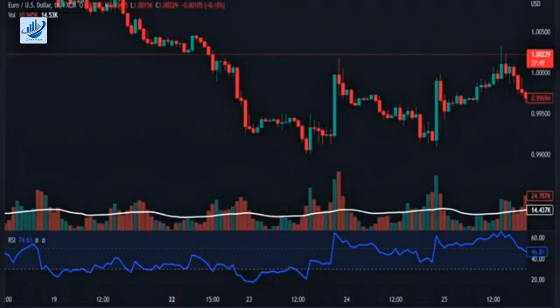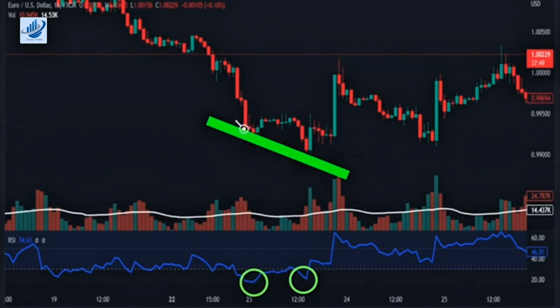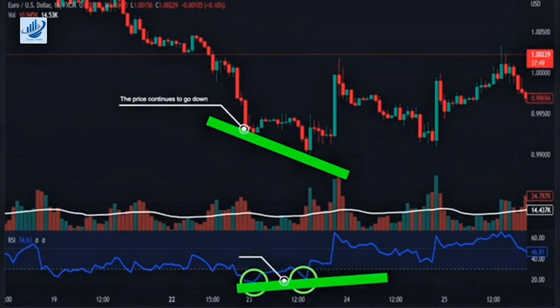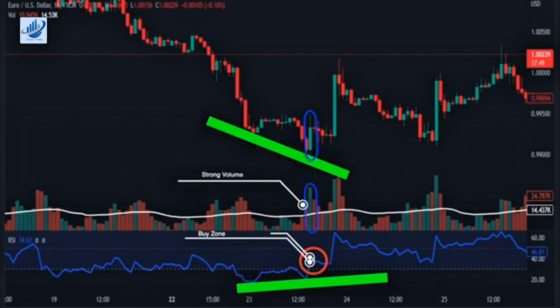Look at this chart. We can see that the RSI crosses below the 30 level. That's our first confirmation. After 12 candle bars, the price continues to go down, but the RSI is going up. Thus, create divergence. And a candle later, the RSI line crosses back above 30 level. And at the exact moment, the volume indicates intense buying pressure. This is now a buy zone. But wait, take a look at this candlestick pattern. This is a bullish engulfing pattern. Now we have our 4 confirmations for this trade.